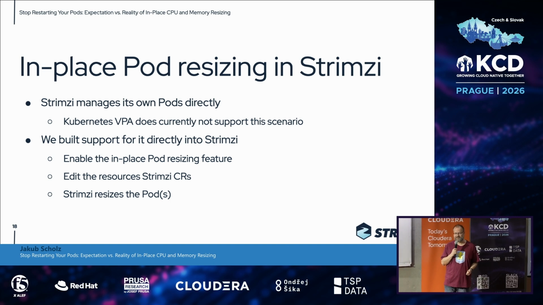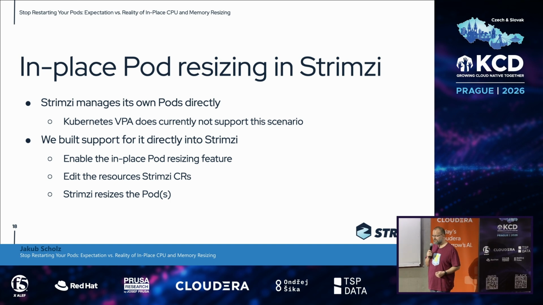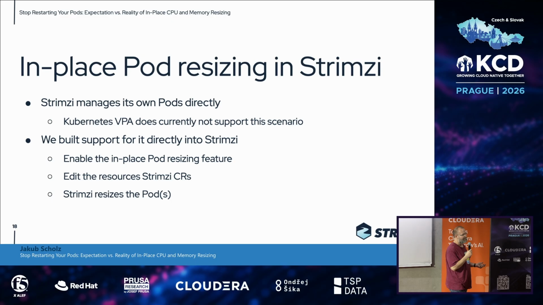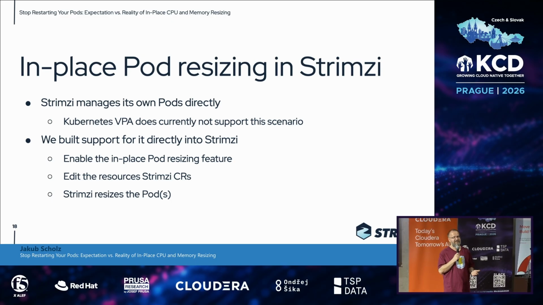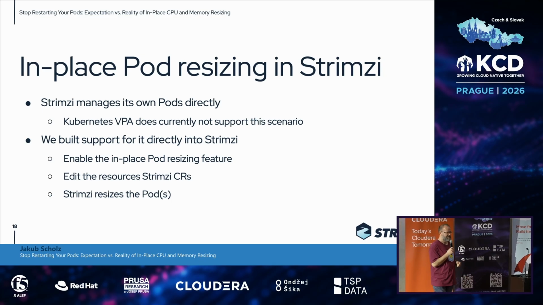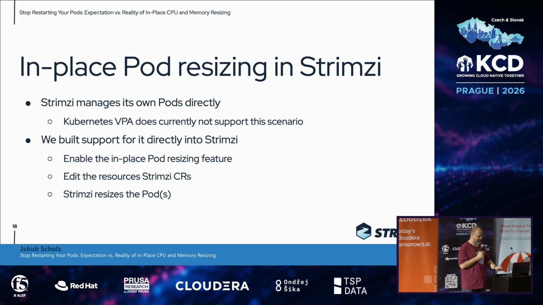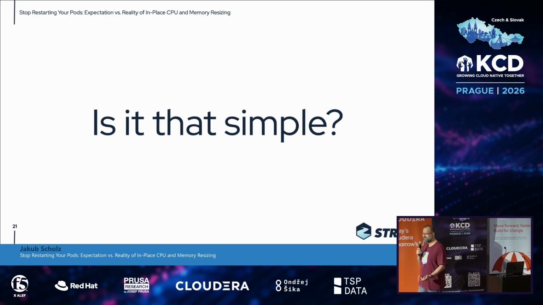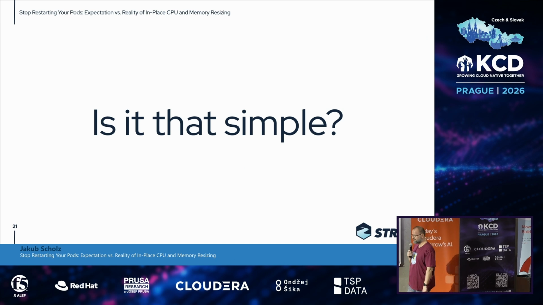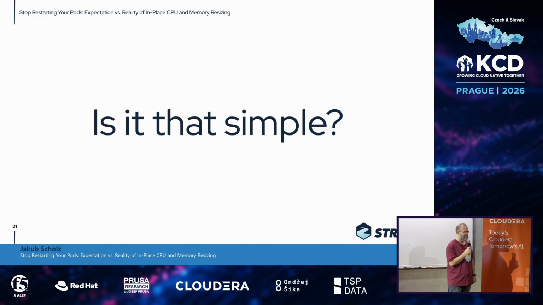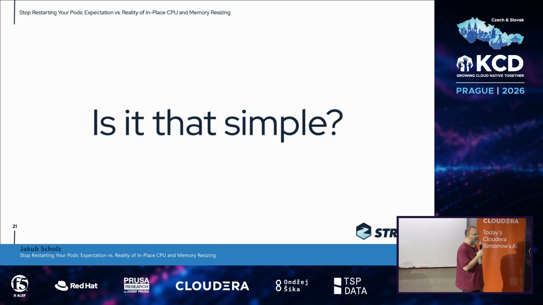And the way it works is that users can opt in for this feature, because it's not enabled by default, and once enabled, they can just edit the custom resource and change the resources there, and Strimzi will automatically apply the changes to the pods and resize them in place if possible. Let's skip the demo of that for the sake of time, and let's talk a bit more about the practical side of things and what I learned when trying to use it. Again, mostly with Strimzi and Kafka, but I think a lot of the learnings apply to other applications as well.